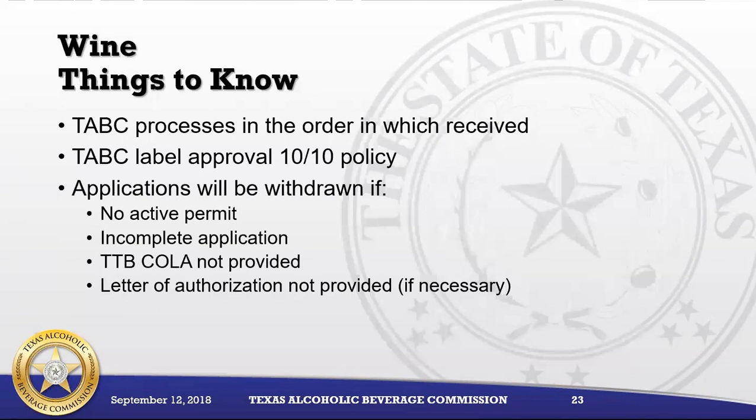Be sure to attach all required documents to the application, including the letter of authorization and your TTB COLA. Applications will be withdrawn that are incomplete, that have permitting issues, or are missing a letter of authorization and TTB COLA. Common errors that can be fixed prior to submission: be sure to attach all required documentation. When submitting online, be sure to click the attach button once you have browsed and selected your documents.